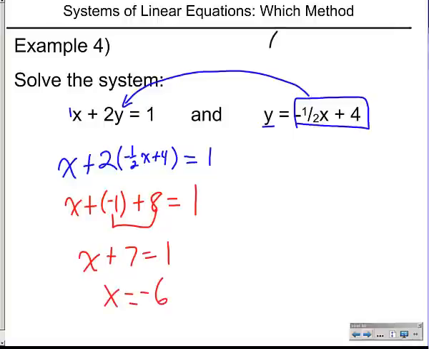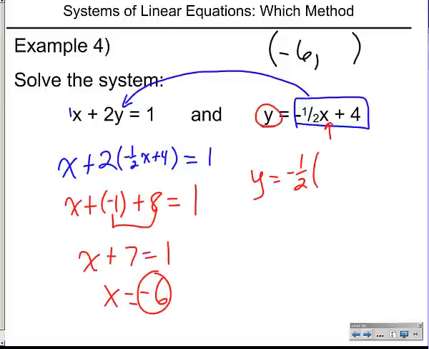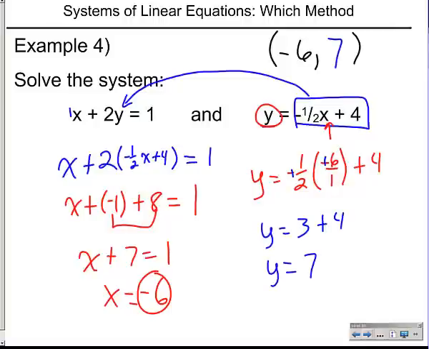But that's only half of our solution. We have an x of negative 6. We got to go back and calculate the other half, which is the y value. Since y is already isolated on this equation, we should take this negative 6 and substitute it right there. So y is going to equal negative 1/2 times, this is negative 6 over 1, plus 4. Well, negative times a negative is going to be a positive. 6 over 2 is going to give you a 3 plus 4, and y ends up equaling 7. So the solution to this system would be negative 6 comma 7.